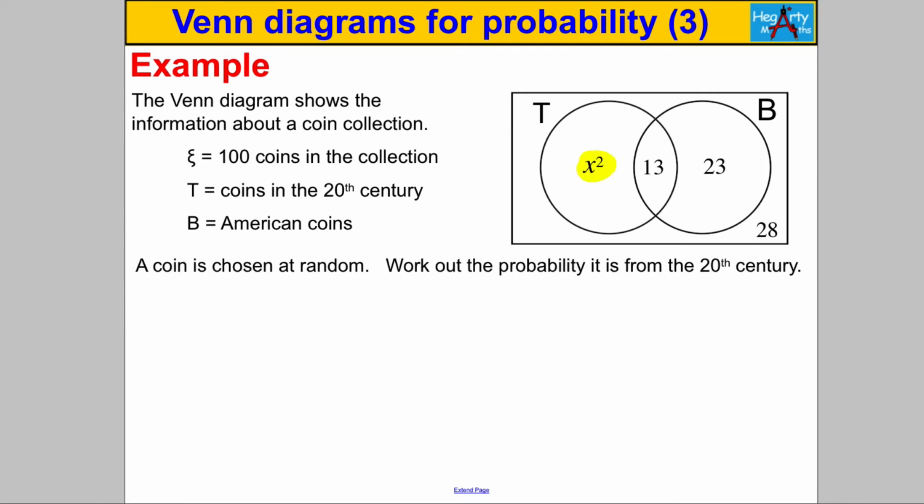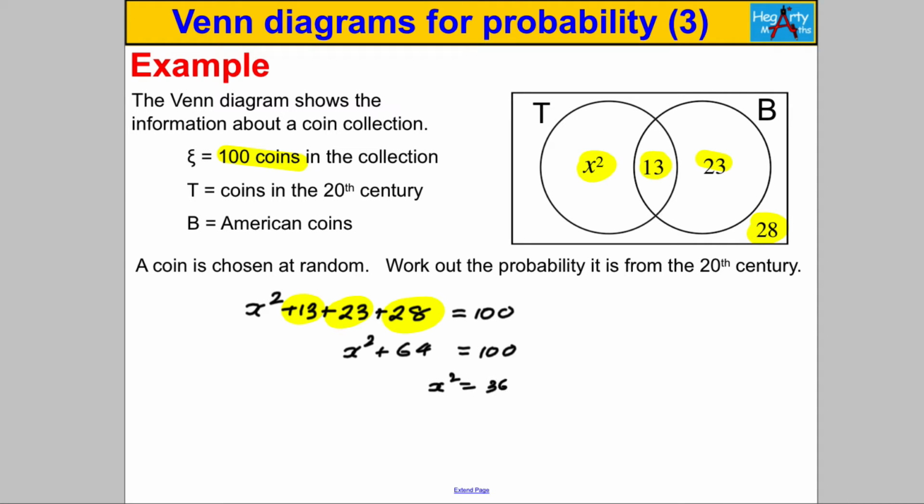We know if we do x squared, add 13, add 23, add 28, it must add to the number of elements in the universal set 100. So let's write that equation. Collecting like terms, subtracting 64 from both sides, and then taking square roots of both sides, you would get x is 6 or x is equal to negative 6. It doesn't matter which one in this particular case.